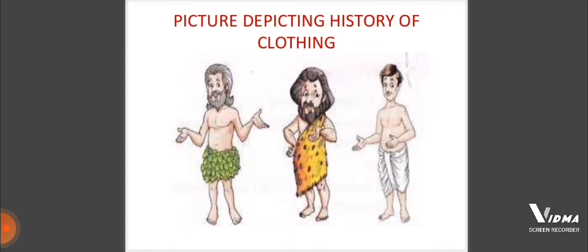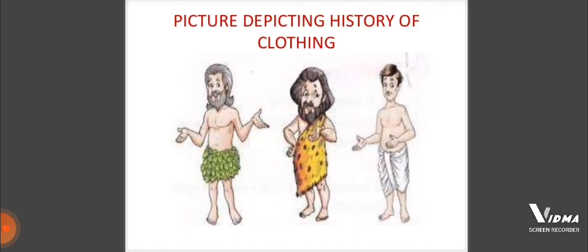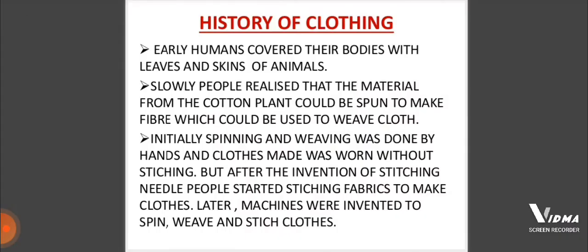So, here in picture 1, you can see a caveman is covering his body with leaves. In picture 2, the caveman is covering his body with the skin of an animal. And in picture 3, a man is wearing a dhoti. The fabric, the cloth that he was wearing is unstitched. But after the invention of the stitching needle, clothes are being stitched.